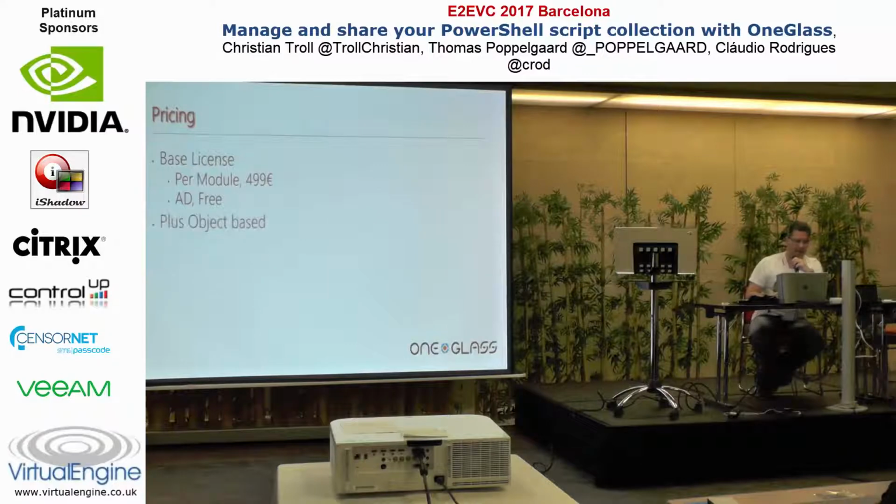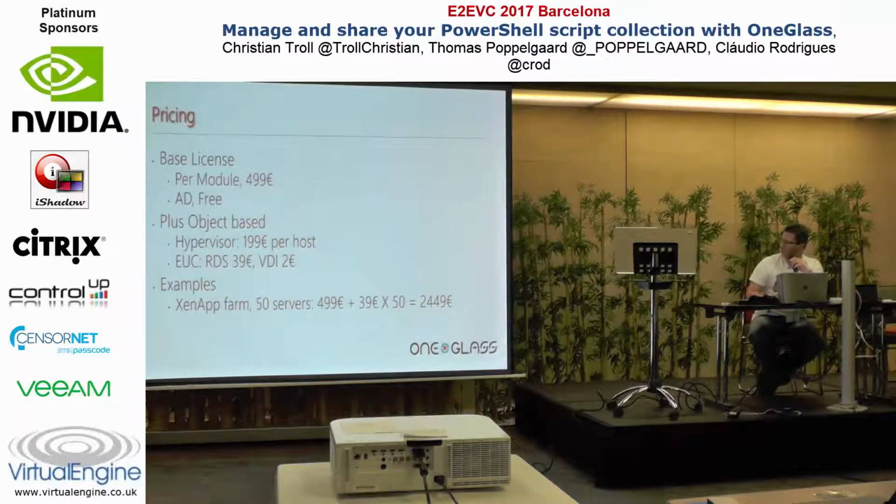With the base license, it's $4.99, where you get the AD for free and some other things you can use. Then it's object-based. If you want to manage a hypervisor, it's $199. EUC, RDS, VDI, Citrix management is per host, €39, or VDI 2. And as an example, for a small tenant farm management service, it's $2,449.